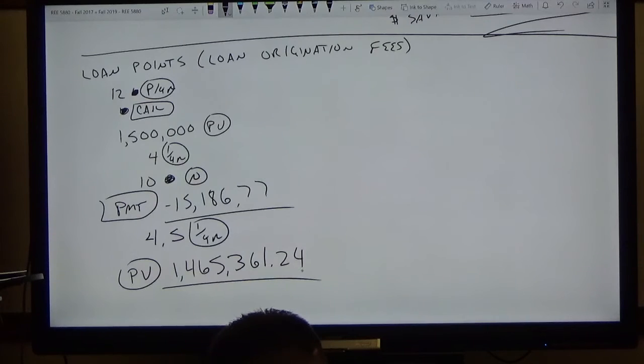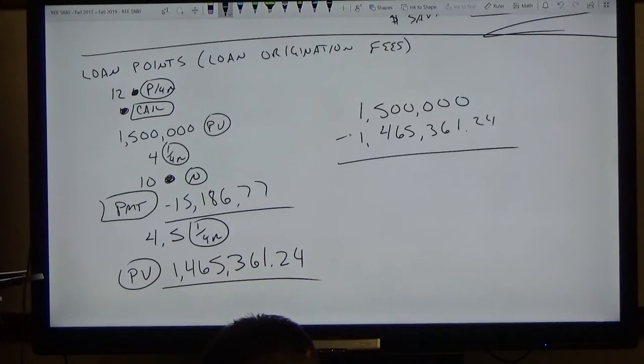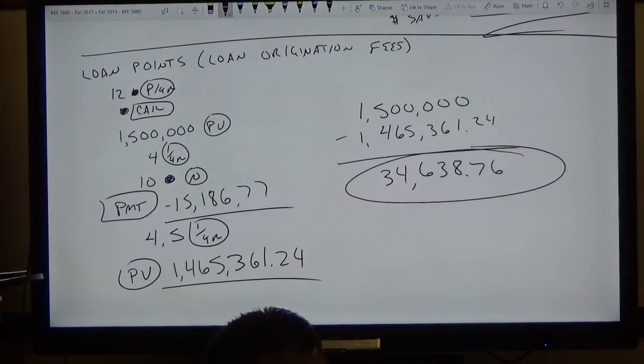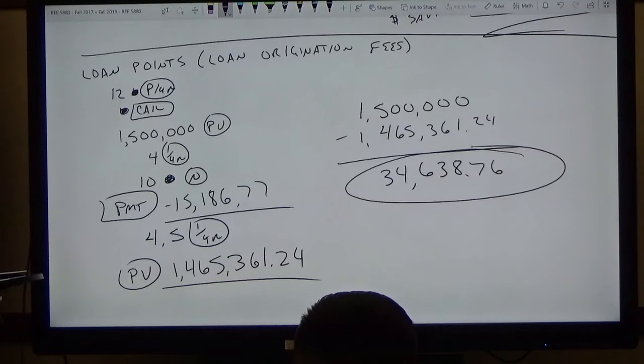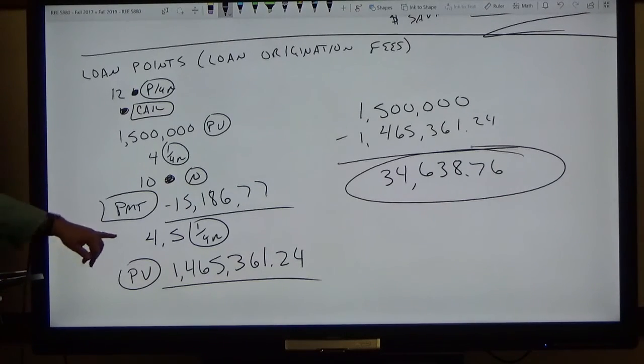Okay, we technically get a new loan amount. What that means is, if the original loan amount was $1,500,000, and this new loan amount with this new yield is $1,465,361.24, we charge $34,638.76 in loan origination fees at the beginning of this loan to get the yield that we want of 4.5%. Does that make sense?